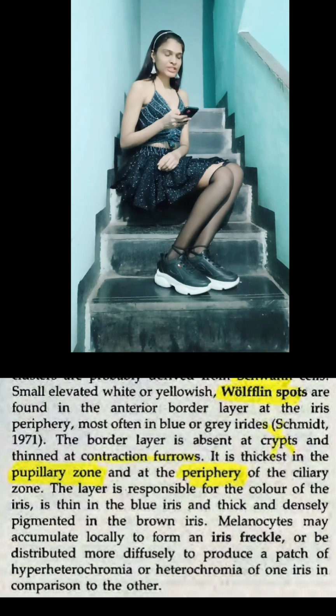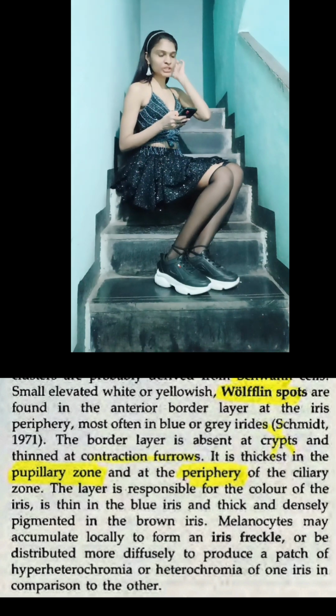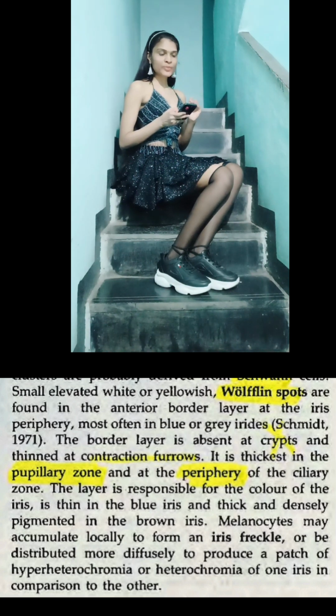The border layer is absent at crypts and thinned at contraction furrows. It is thickest in the pupillary zone and at the periphery of the ciliary zone. The layer is responsible for the color of the iris, is thin in the blue iris and thick and densely pigmented in the brown iris. Melanocytes may accumulate locally to form an iris freckle or may be distributed more diffusely to produce a patch of hyperchromia or heterochromia of one iris in comparison to the other.